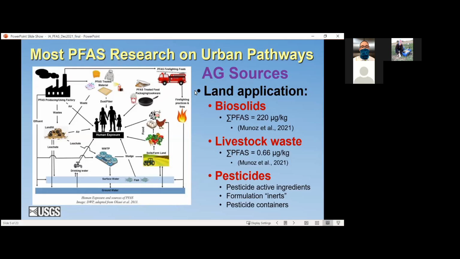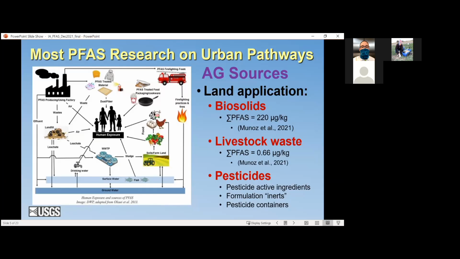And these ag sources can come from land application of biosolids. Again, that biosolids is kind of that sludge that's come out of wastewater treatment plants. Roughly half the biosolids generated in the U.S. are land applied for a beneficial source of nutrients, but they also can contain a host of contaminants, including PFAS.